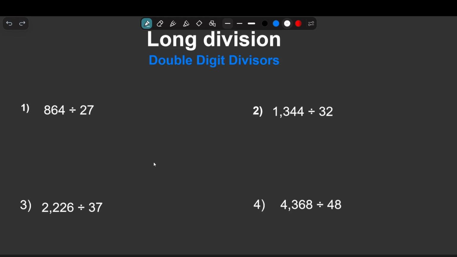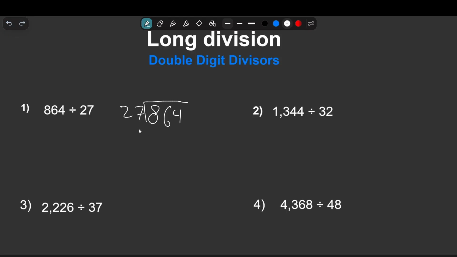So the first thing we're going to do is we're going to set this problem up like this. You put the 27 first and then the 864. Or let's write it a bit bigger so we won't have a problem later on. So like this. So 864 divided by 27. So the first thing we do is we look at how many whole groups of 27 fit into 8. Well, as you can see, it doesn't fit even once, so we're gonna have to use the 6. So we can now see this as 86. So how many times does 27 fit into 86?